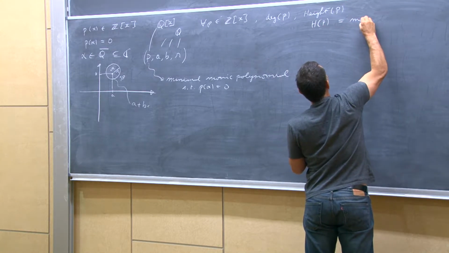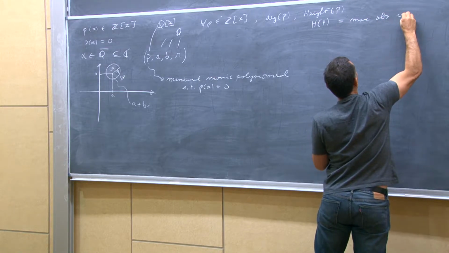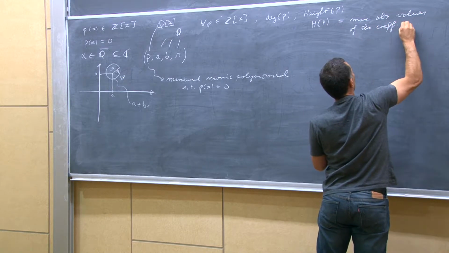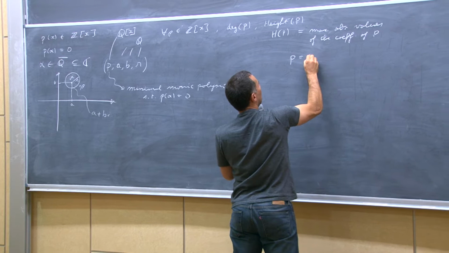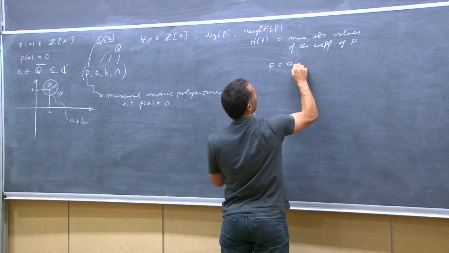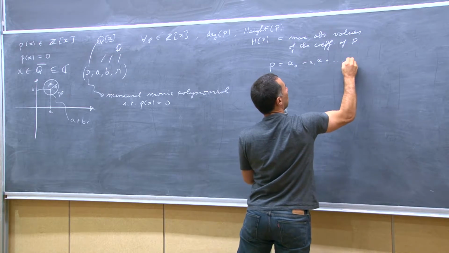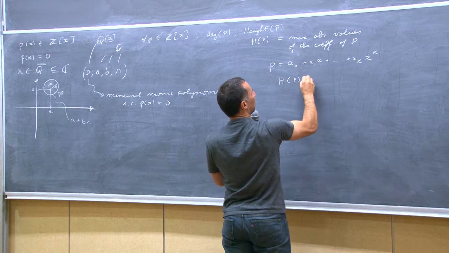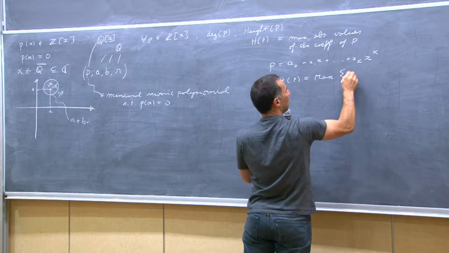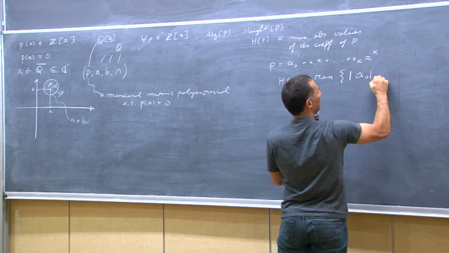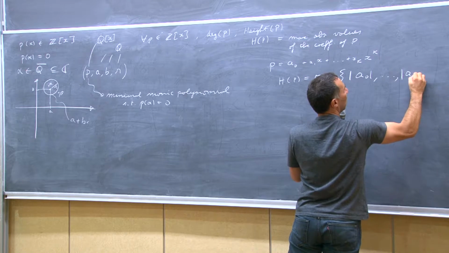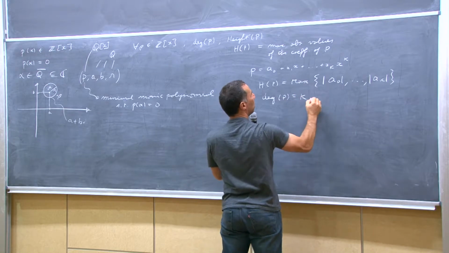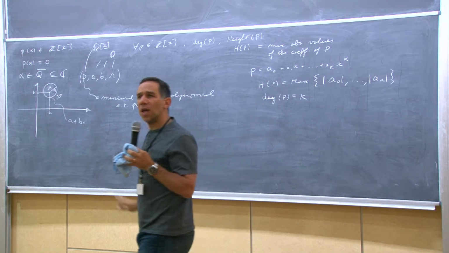This is the maximum of the absolute values of the coefficients of p. So in other words, if p is a0 plus a1 x plus ... plus ak x to the k, then the height of p is going to be the maximum of a0 in absolute value up to ak, and the degree of p is going to be equal to k, assuming that the term ak is not 0. Okay, does that make sense?